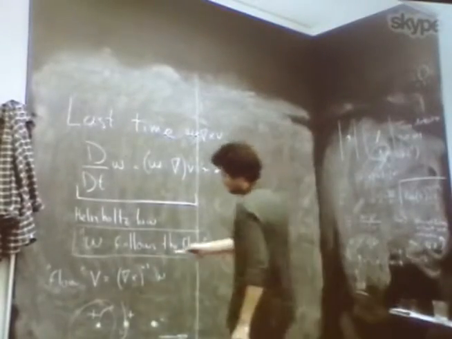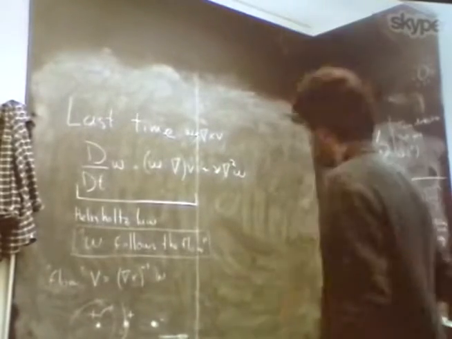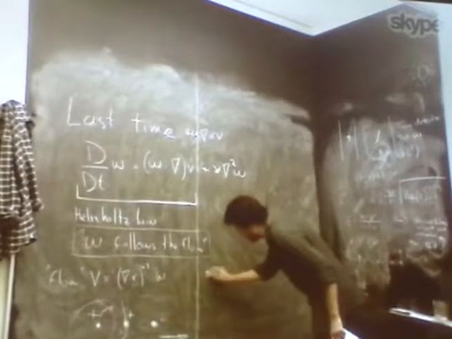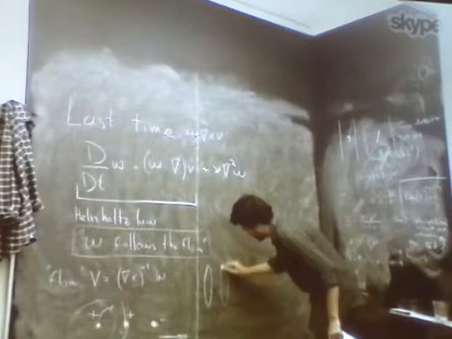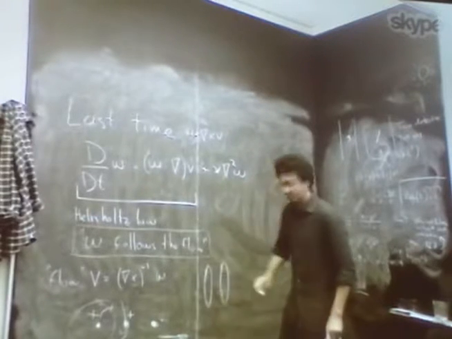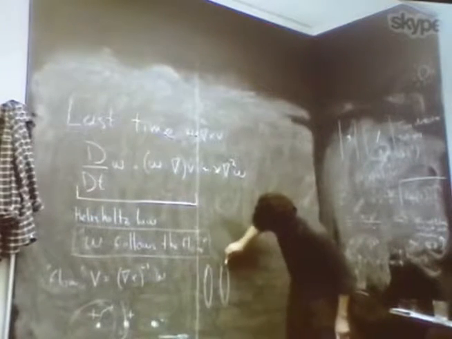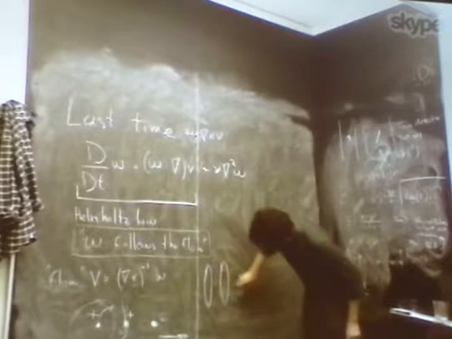And then finally, we looked at another example of omega following the flow, in this case the flow, not the vortex. That was the example where we looked at two rings. So we had two vortex rings, one like this and one like this. Rings have all the vorticity concentrated in the ring. And we followed the flow field around the first ring, like this.